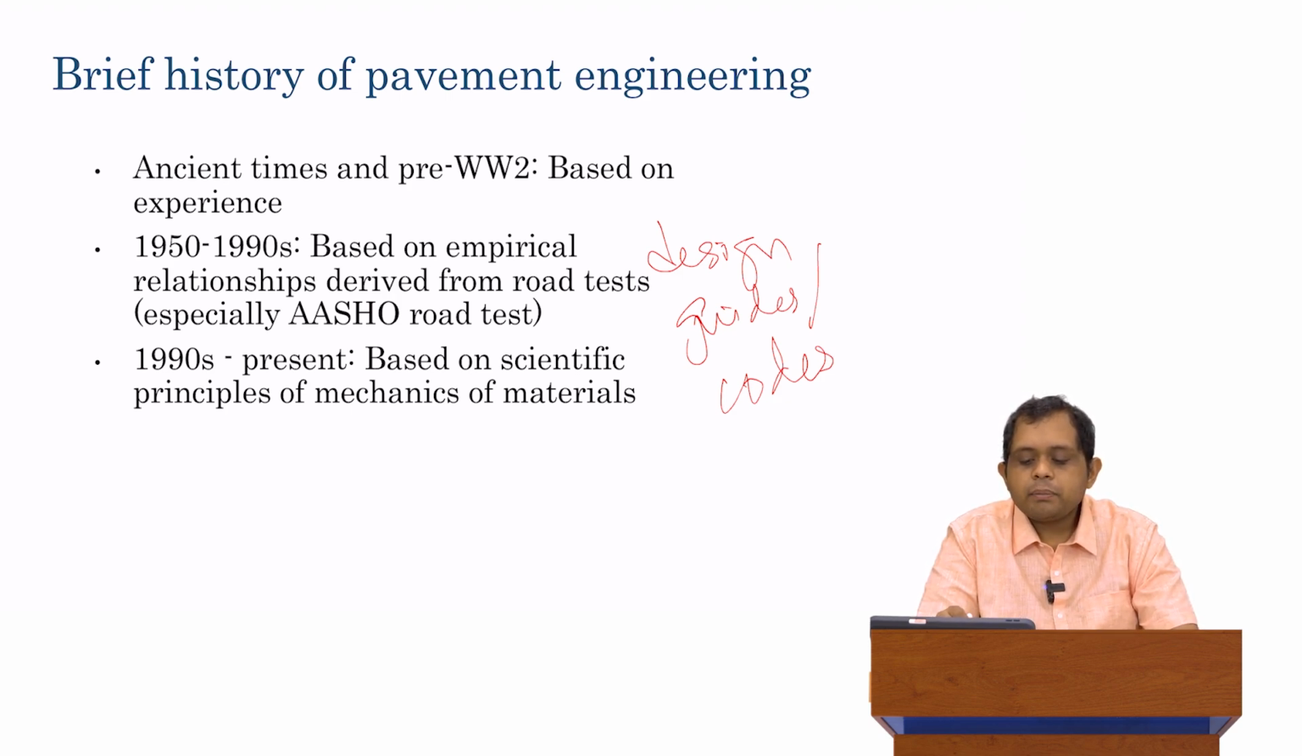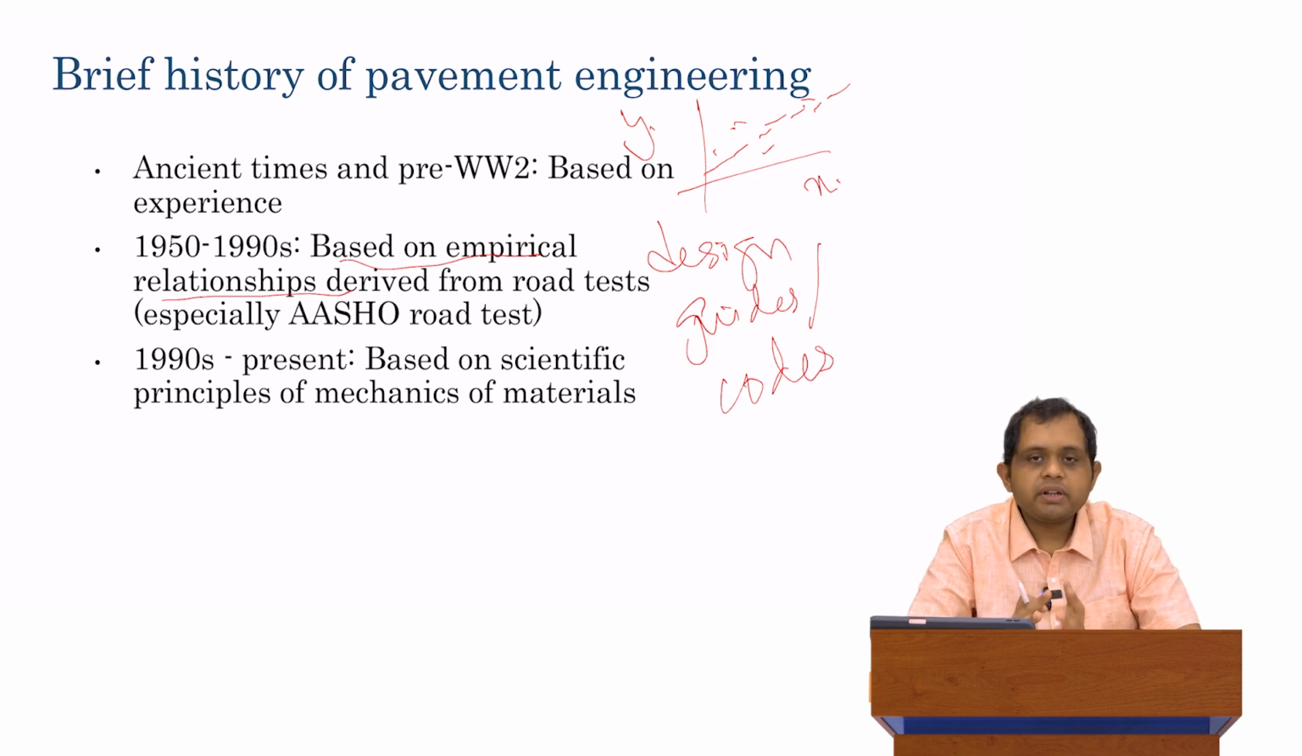So in the 1950s to the 1990s, several design guides came up all over the world, including in India, and they are based on empirical relationships. Recall what we talked about empirical. So an empirical relationship might mean that you measure a value of X, you measure some output Y, where X is the independent variable, Y is the dependent variable, plot them together, and maybe you can fit a line through it. There are more sophisticated methods to do it, but in principle, this is what an empirical method is. So many empirical relationships and empirical methods were developed from these road tests, especially the AASHTO road test.